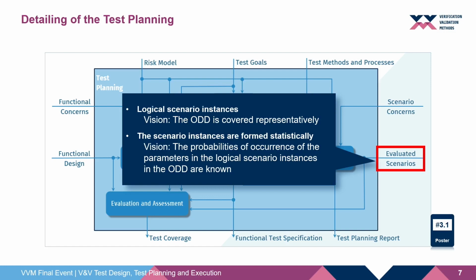And there are two visions. The first one is, as we have heard this morning already, that the ODD is covered representatively. That means that not all scenarios are incorporated and lay the ground for the testing, but that we have representative evaluated scenarios that fulfill this vision. The other one is that these scenario instances are formed statistically, meaning that we have probabilities of occurrence that make it plausible that these scenarios will sketch the entire ODD, such that this parameter space lays the ground for sensible testing and test planning.